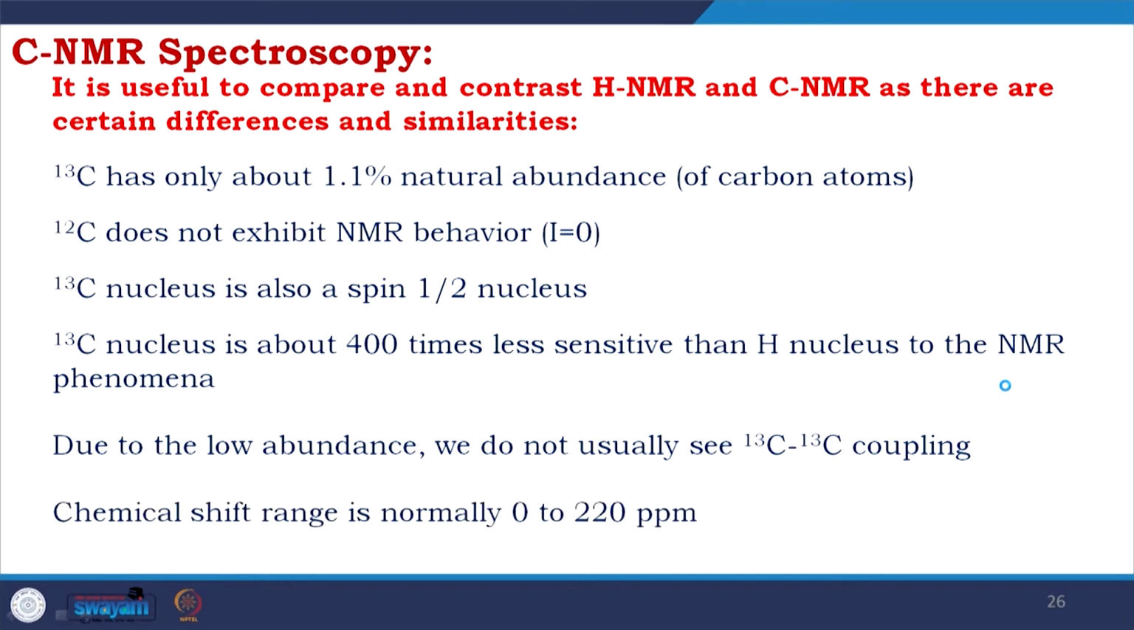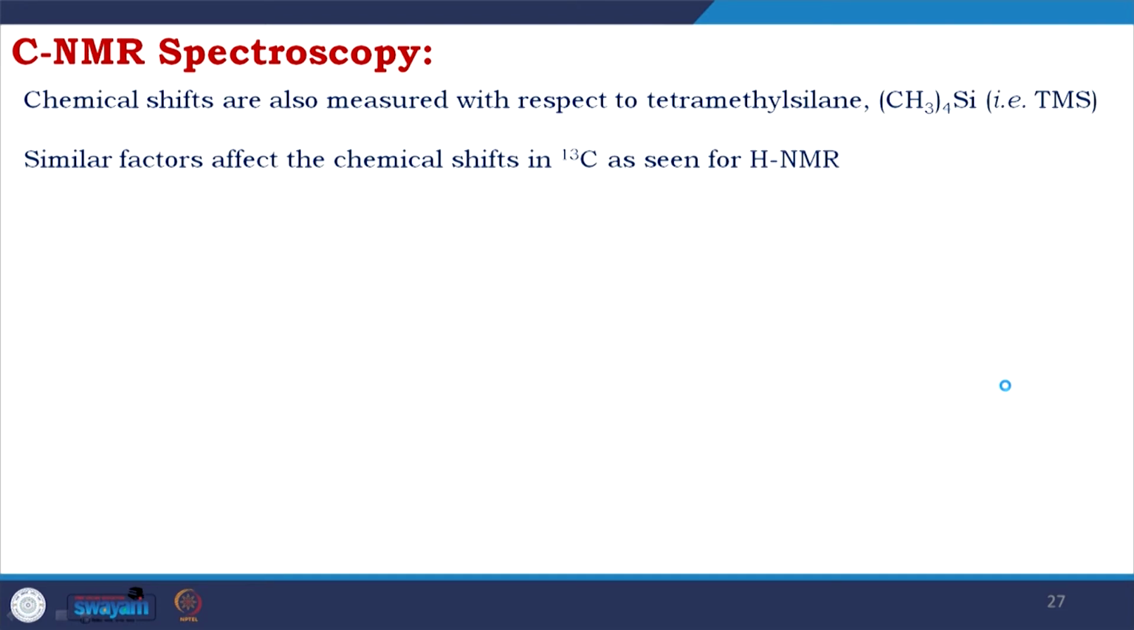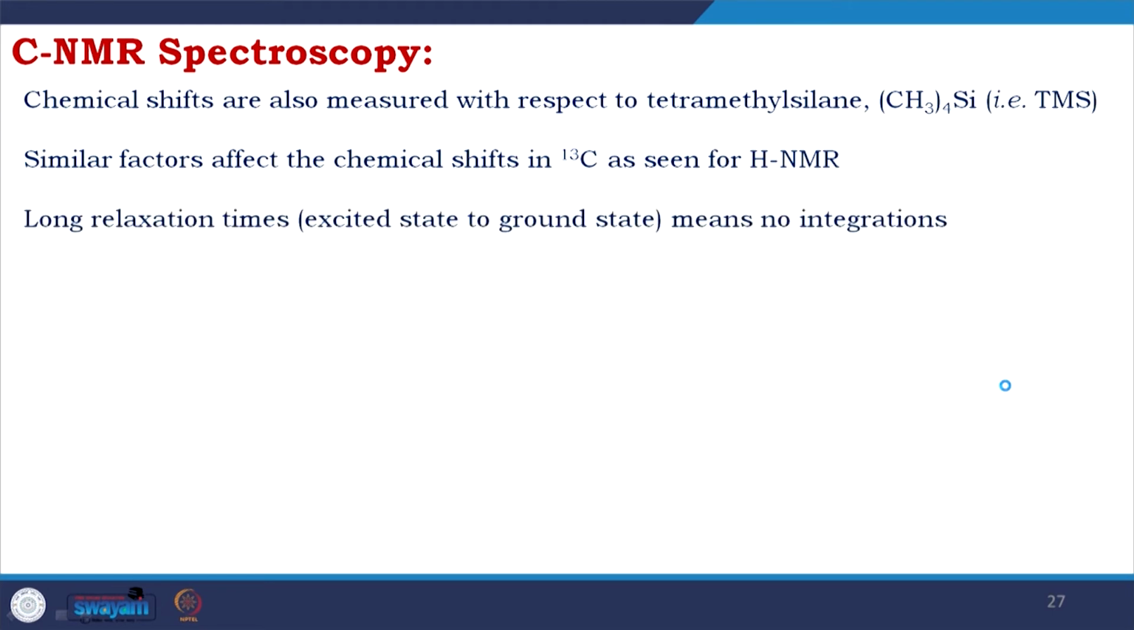The chemical shift range is normally 0 to 220 ppm, in the higher range. Chemical shifts are also measured with respect to tetramethylsilane, Si(CH3)4, TMS, which is also used as the standard in proton NMR. So, it is good, we can use this standard in both experiments. Similar factors affect the chemical shifts in 13C as we have already seen and discussed for H-NMR.